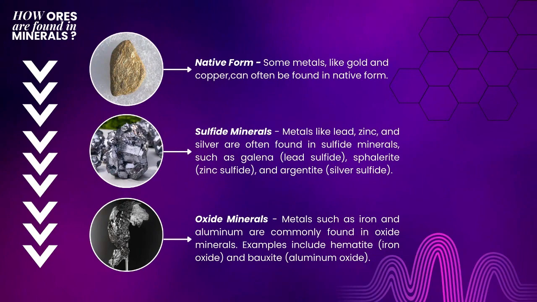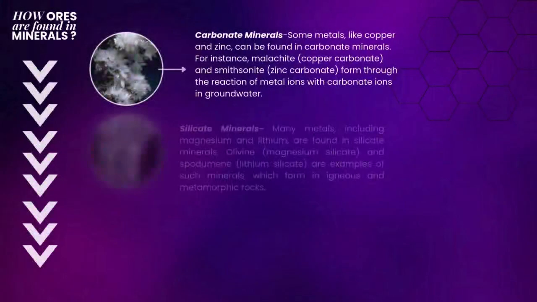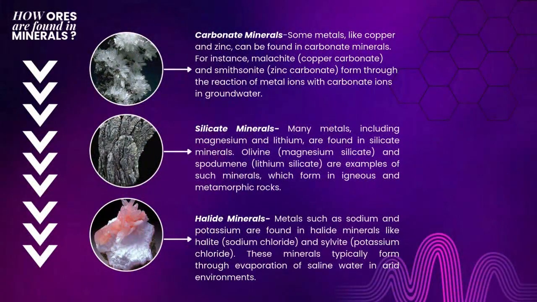Three, oxide minerals. Metals such as iron and aluminum are commonly found in oxide minerals. Examples include hematite and bauxite. These minerals typically form through weathering and oxidation of pre-existing rocks. Four, carbonate minerals. Some metals like copper and zinc can be found in carbonate minerals. For instance, malachite and smithsonite formed through the reaction of metal ions with carbonate ions in groundwater.